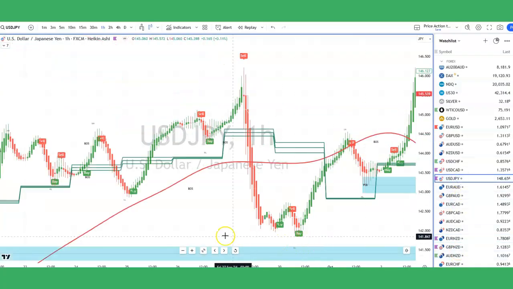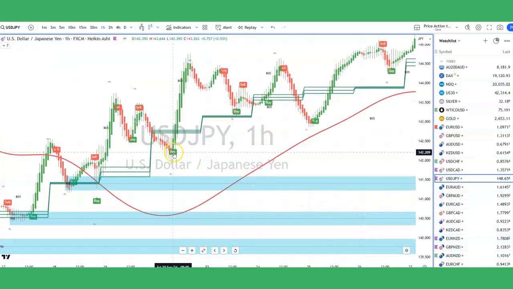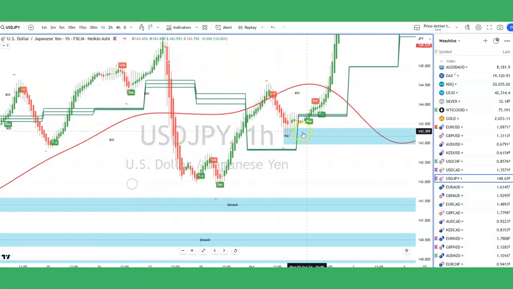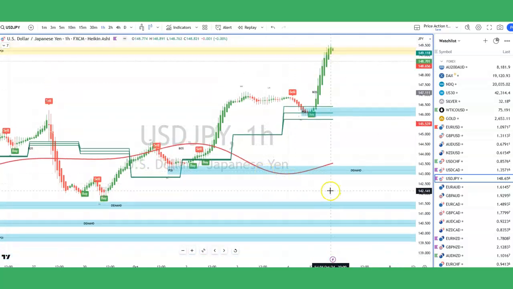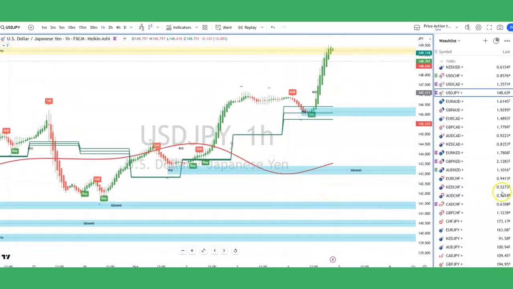US yen, let's have a look at this. There have been buying opportunities here, but not parabolic. So we have to wait our turn, wait for prices to be parabolic.